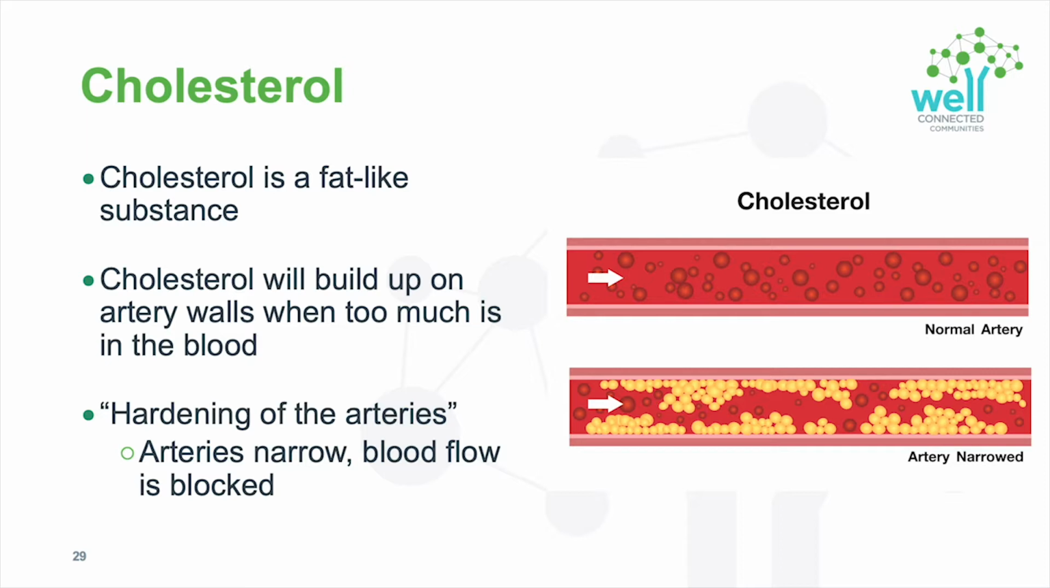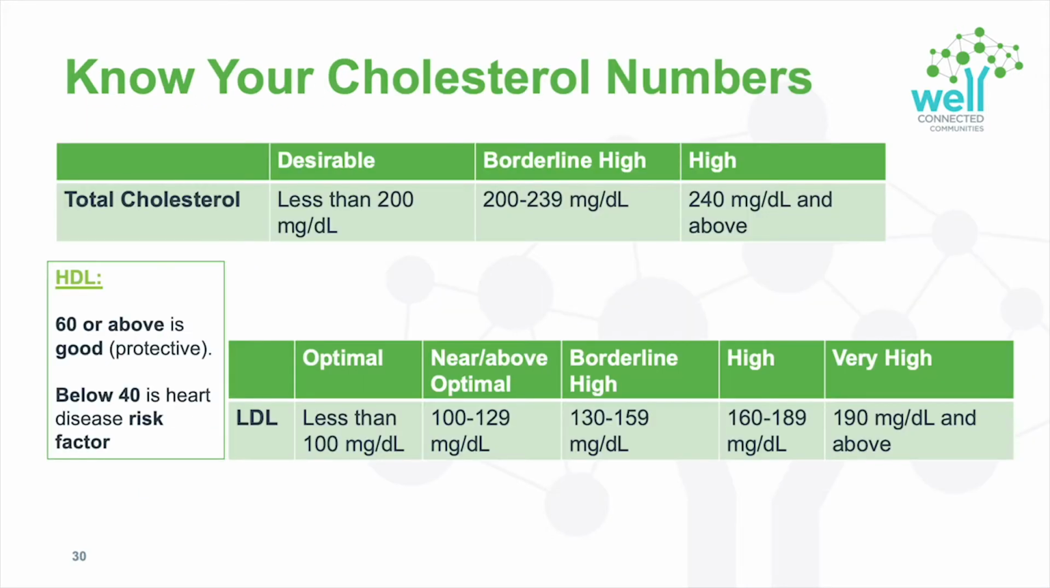When you get your cholesterol checked, you may get several different numbers. Your total cholesterol, LDL, and HDL. You may also get a number for triglycerides. People aged 20 and older should get cholesterol checked at least every 5 years. Total cholesterol should be less than 200 milligrams per deciliter. HDL cholesterol, or good cholesterol, protects against heart disease. So for HDL, higher numbers are better.